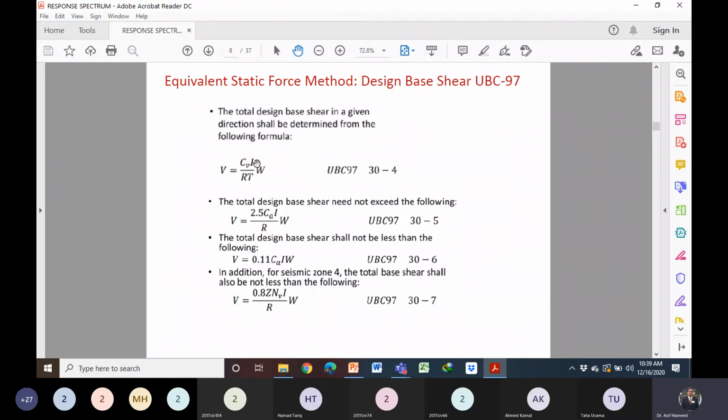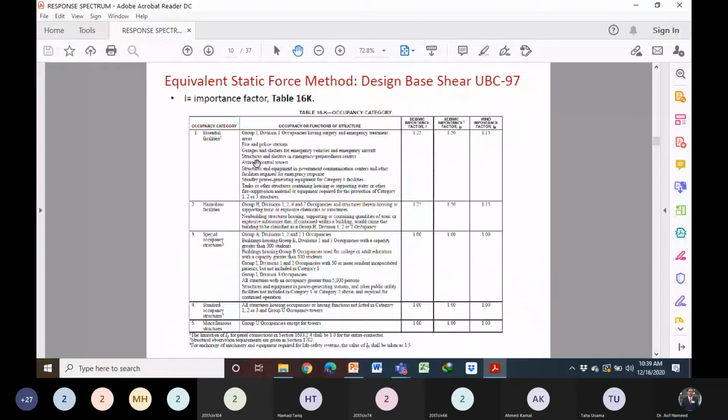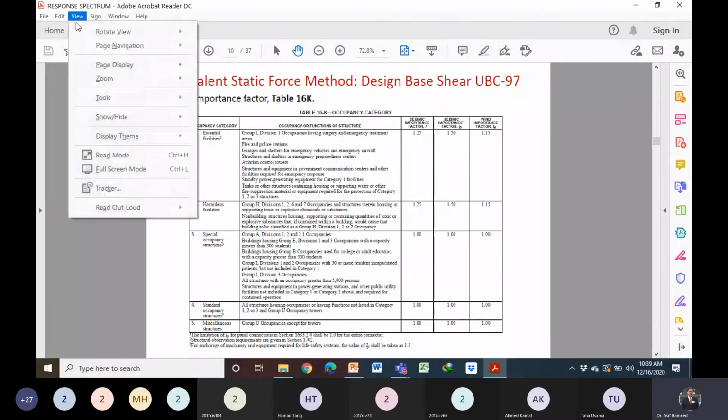And then we have I. I is the importance factor: how important the structure is. You will take more value if the structure is more important. For example, look at here. It is a hospital building, emergency building.